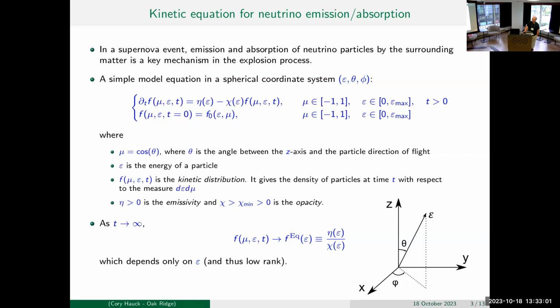So what does f do? f gives the kinetic distribution, which is the density of particles at some time t with respect to this measure d epsilon d mu. And so the way I've written this, there's no scattering, there's no advection in the phase space. And so this is a much simpler model than we saw from Jingmei. In fact, this is essentially a parameterized ODE.